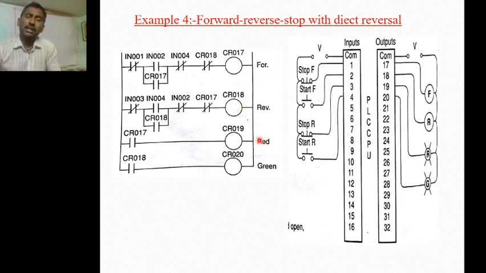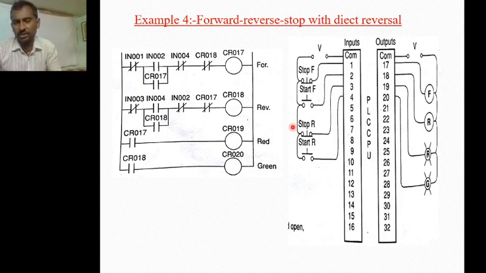And similarly, in order to rotate our motor in the reverse direction, we have to press the IN004. So when the IN004 contact is on, then this normally open contact acts as a closed contact. Then we have to provide one path for the output CR018. So when the CR018 is on, then the motor will be rotated in the reverse direction. So when the motor is rotated in the reverse direction, the CR018 is a closed path. Because of this CR018, the CR020 is on, which indicates the green light representation.